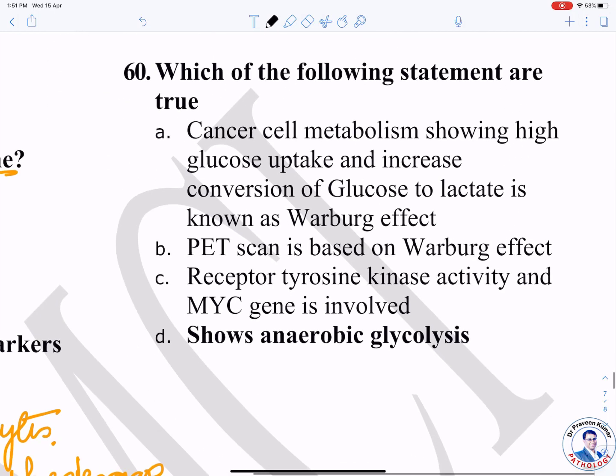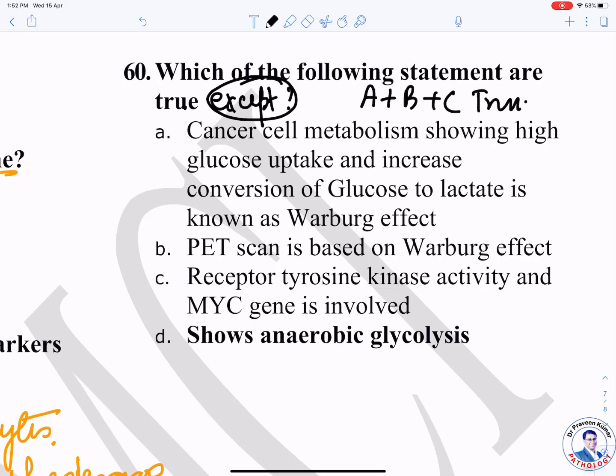Question 60. This was actually the true except should have been there, which was a wrong by from my side, and the answer, if it is true, then A, B, C are true. A plus B plus C are true. But remember, it is not anaerobic, it is aerobic glycolysis. Okay, it is about the aerobic. It is aerobic glycolysis.